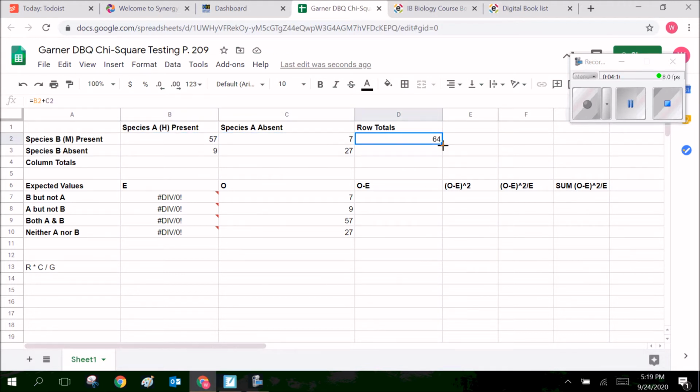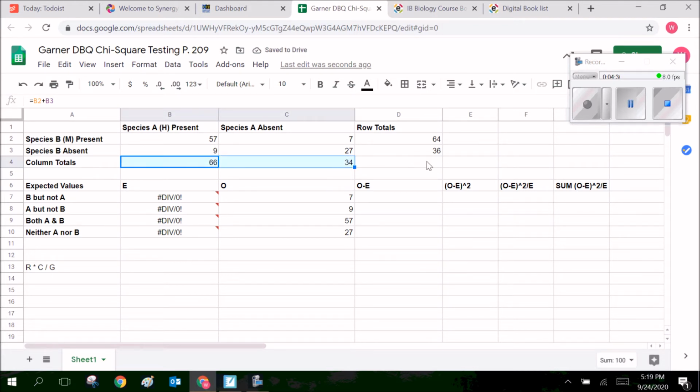I'm then going to take the box and drag that down to here, and that'll give me the row total for this one too. Then I want to get my column total. So I'm going to add these two together. I'll say equals this one plus this one, enter. And I'm going to drag this over, and that'll give me that number.